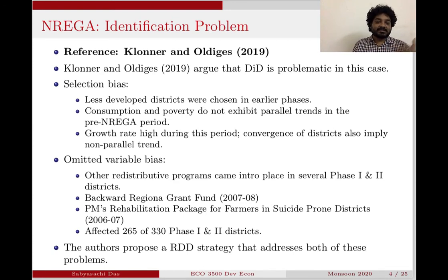Okay, so let's now discuss how to identify the causal effect using the RDD strategy proposed by the authors. What the authors are going to do is look very closely at exactly the way these districts were chosen in the first, second, and third phase, and use certain details of this selection method to create an RDD strategy. This is also going to be a very nice example to highlight the point that it's really important to know the details of the program in order to do a good job in identifying its causal effect.